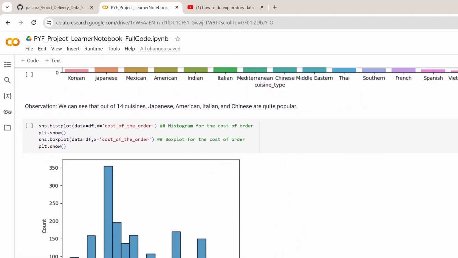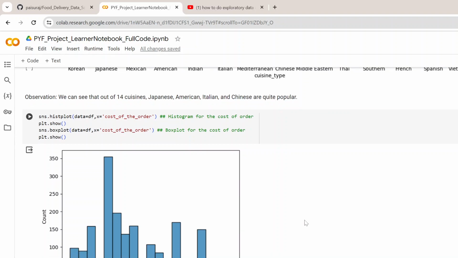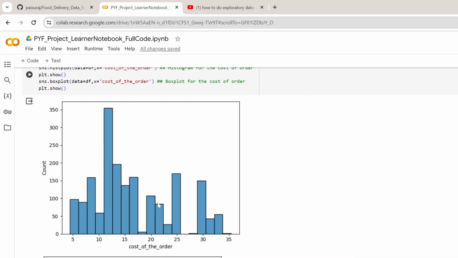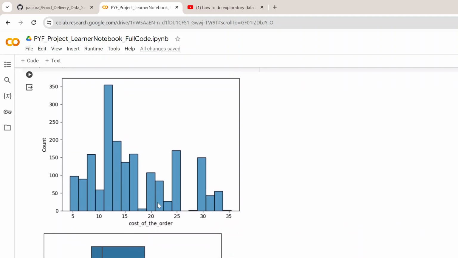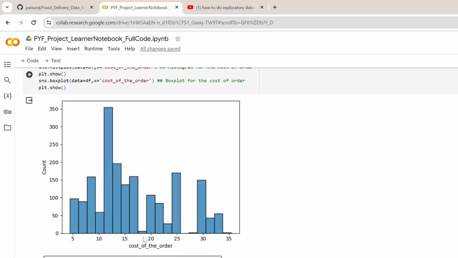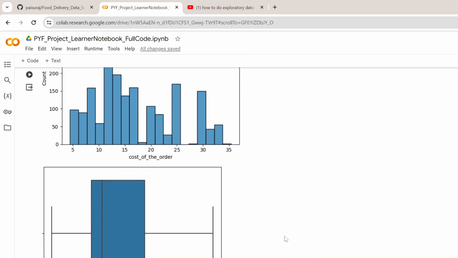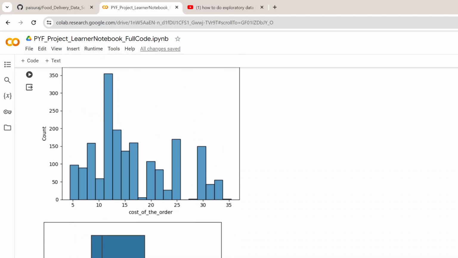As we keep going, now it's the cost of the order. Here we're graphing it using Seaborn, and we can just take a look here. It seems that the cost of the orders are hovering around $13, but it could go as high as 35, as low as around $5. And this is in histogram format, but it's also just saying roughly the same thing, just plotted differently.